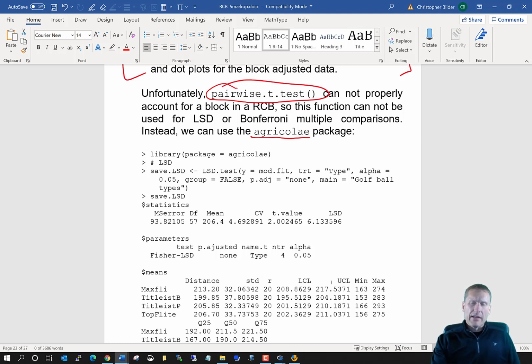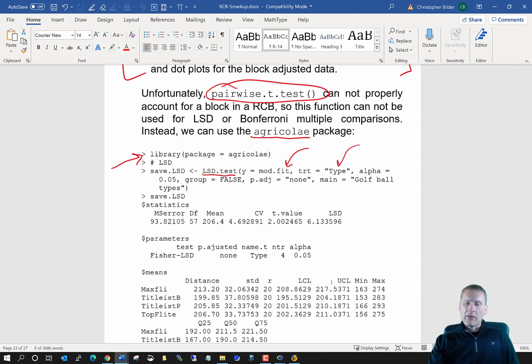And so again, this package is not installed by default in R. You're going to need to download and install it yourself. I need to tell R, first of all, that I want to use this particular package. Then I can use the Lsd.test function once again. I put my information from my AOV function in there.